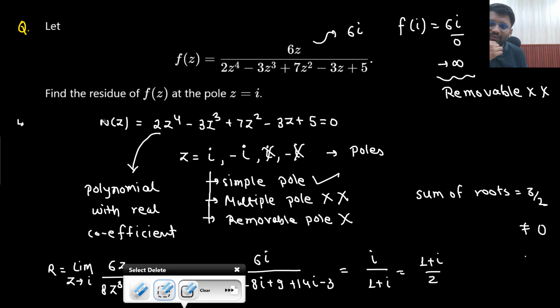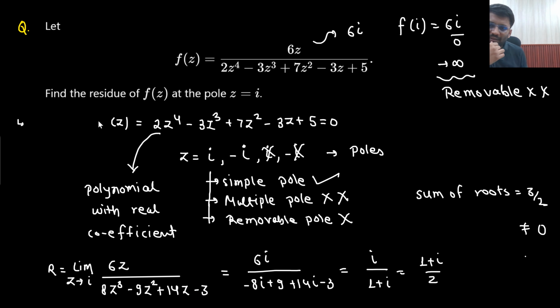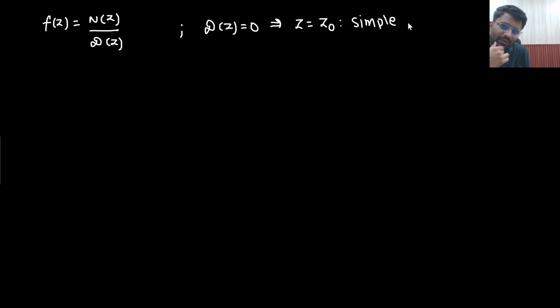Let's just say I am given f of z as numerator by denominator. This is what f of z is given. Now if I put the denominator equals to 0, and then I solve it, then z equals to z naught is my simple pole. Now what am I supposed to find out? I am supposed to find out the residue here. So what will be my residue? So residue will be nothing but r.